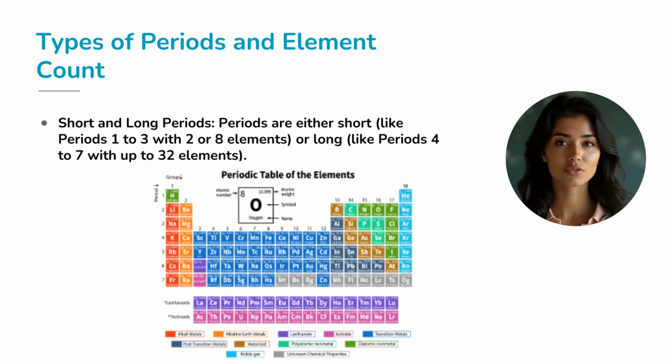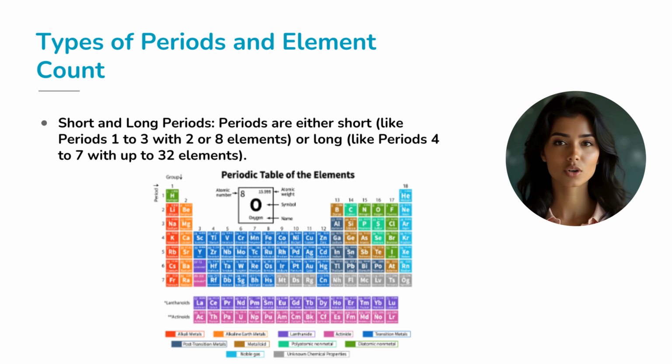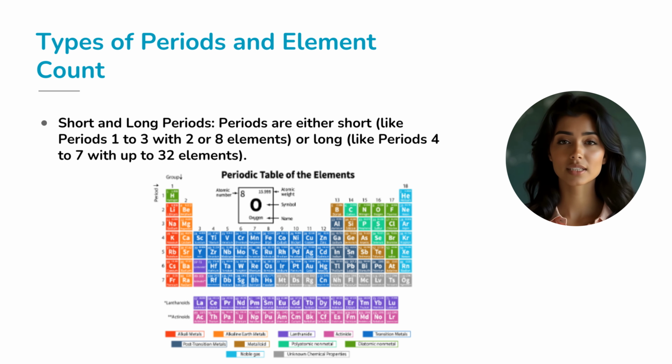As we move to period 4 and beyond, things get more crowded. Period 4 has 18 elements, including the transition metals like iron, copper, and zinc. Now, here's where it gets really interesting. Periods 6 and 7 each have 32 elements. Why so many? Because we now include entire rows of lanthanides and actinides. These are the rare earth and radioactive elements, respectively. So, yes, that separate strip of elements below the table, they're actually part of the main story.